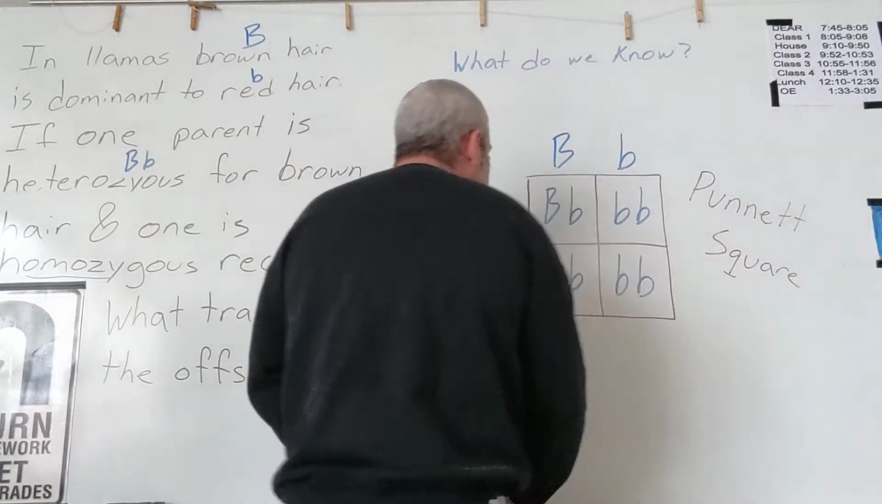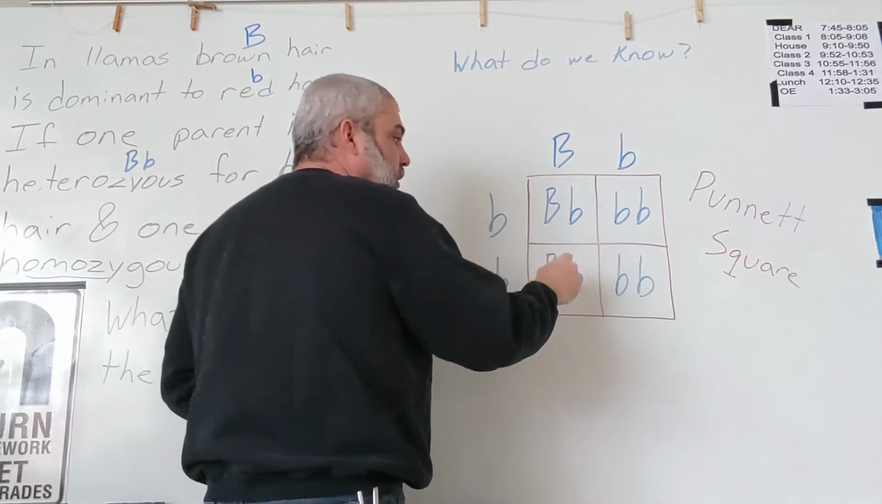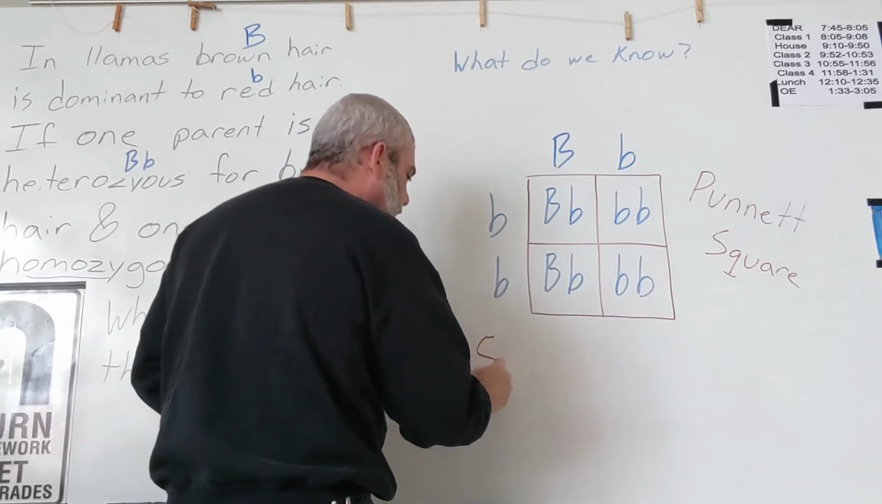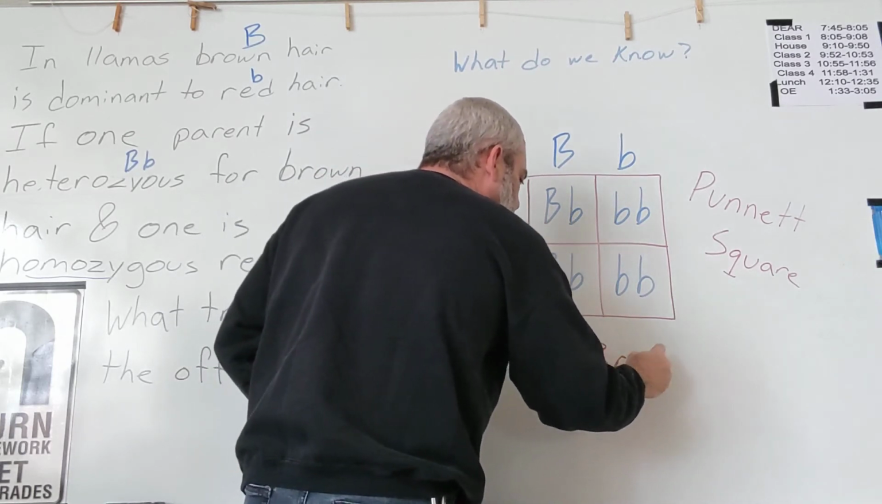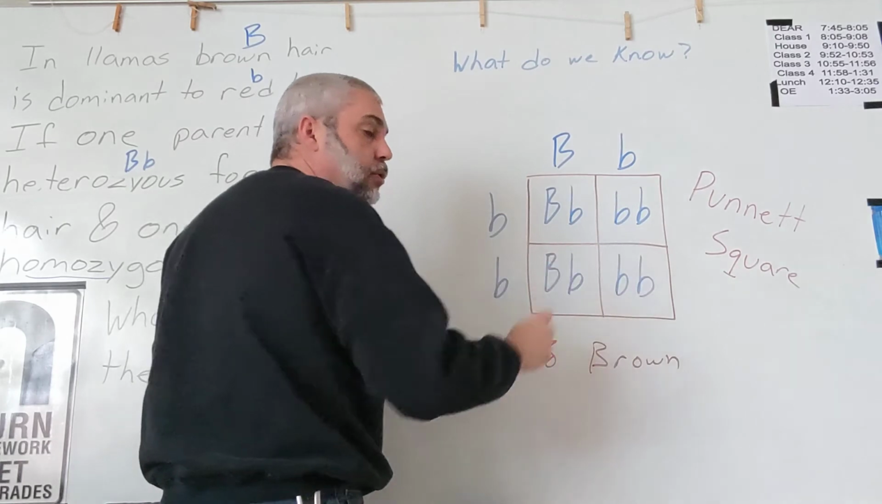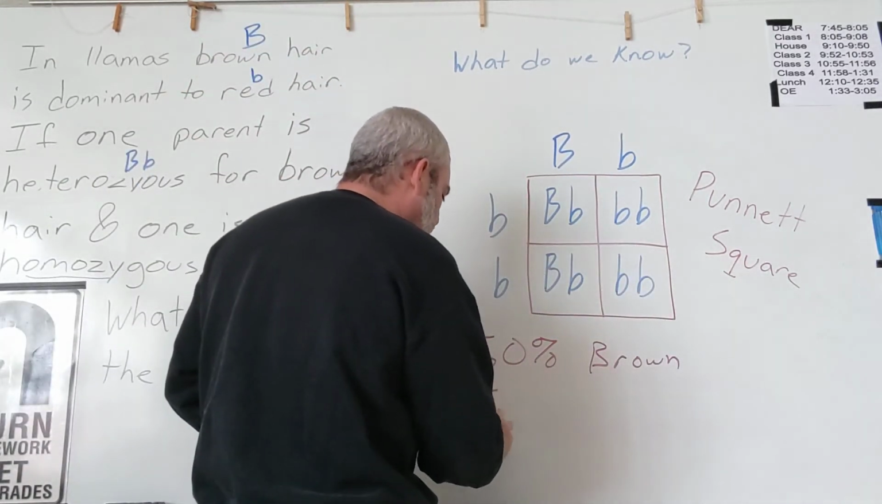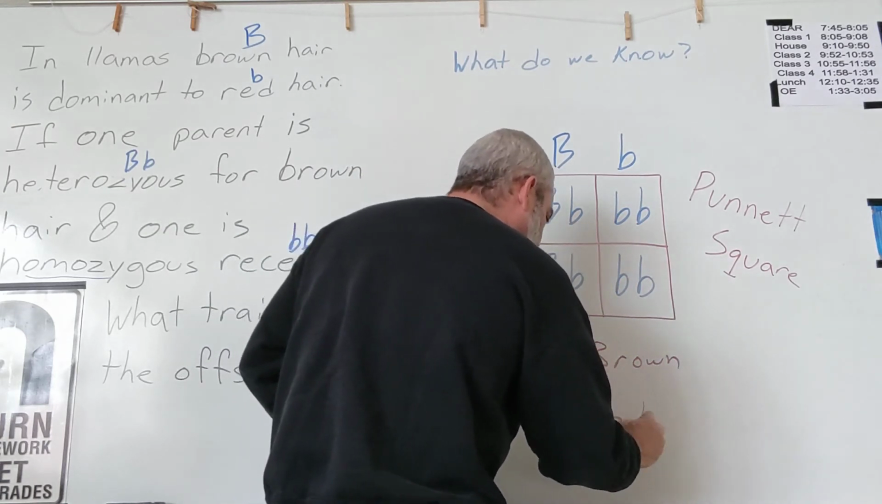Okay? And so from here, we see there are two boxes with a dominant trait. So that means 50% brown. Two, that's homozygous recessive. So that would be 50% red.